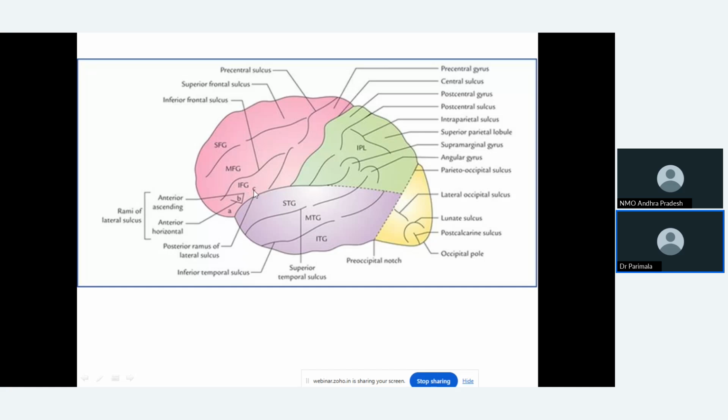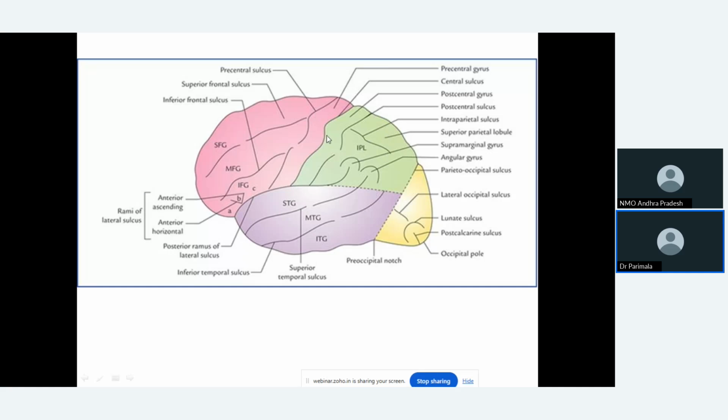So the inferior frontal gyrus has again three small lobes: pars orbitalis, pars triangularis and pars opercularis. Right? So this is about the gyri and sulci of the frontal lobe. Okay? Shall I proceed? Now let us discuss the gyri and sulci of the parietal lobe.